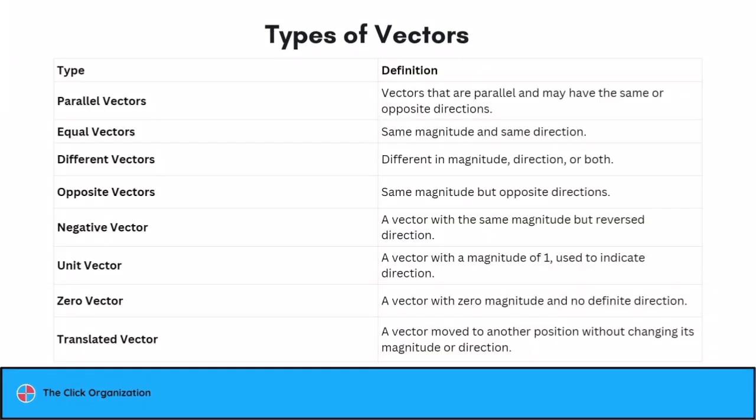Okay, types of vectors. There are several types of vectors that we will study throughout this chapter. These include parallel vectors, equal vectors, different vectors, opposite vectors, negative vectors, unit vectors, zero vectors, and translated vectors. Each type has its own characteristics and application in physics. In the next lesson, we will discuss each one in detail with examples.